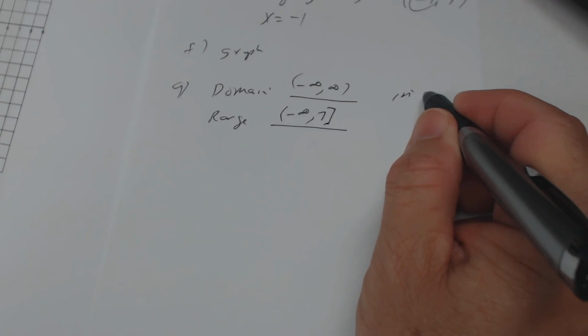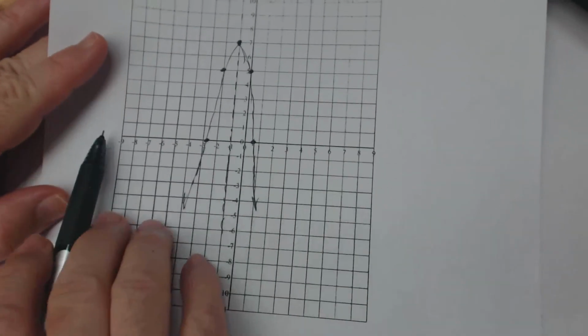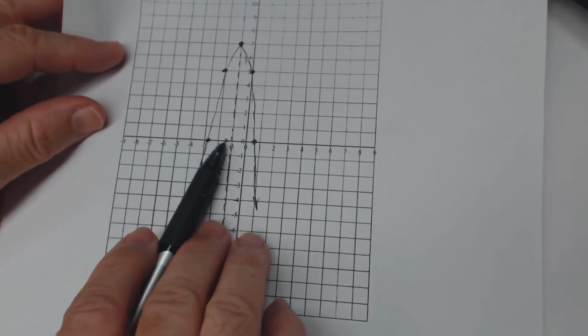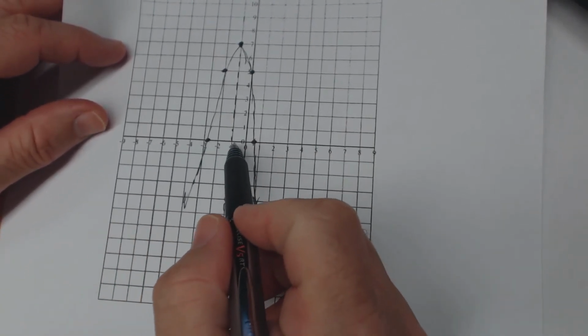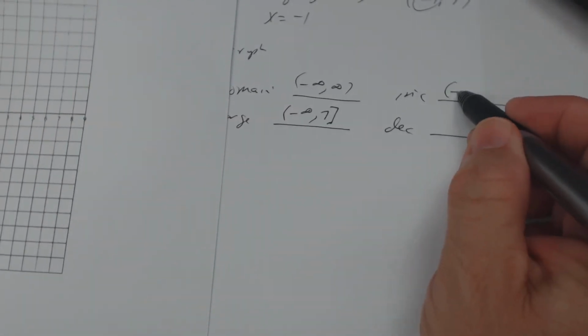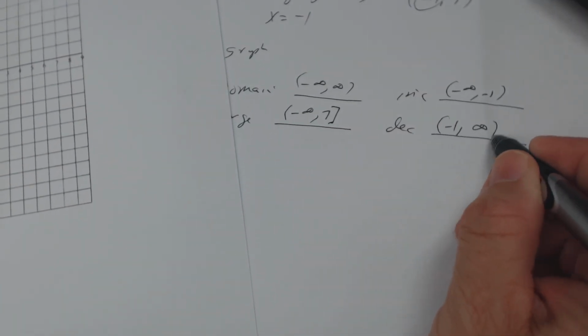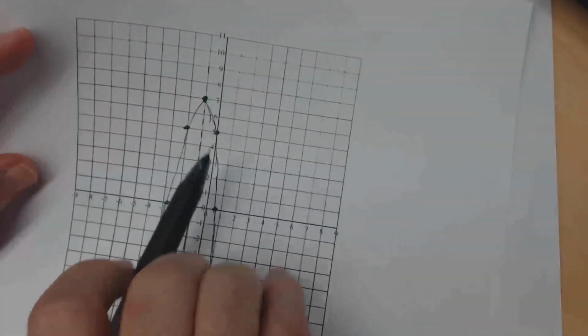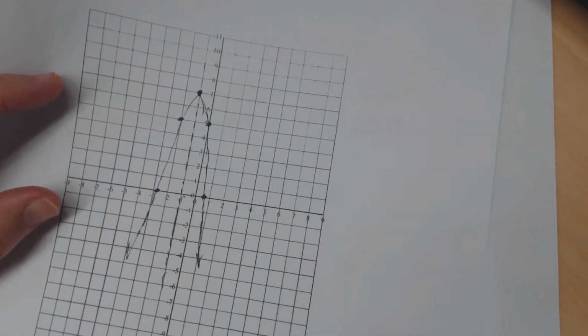And then increasing, decreasing. As you go along the x-axis, my y values are increasing, and they're increasing up until I get to negative 1. So increasing from negative infinity to negative 1. Then from negative 1 to infinity, my y values are decreasing. Okay? And remember, this is a maximum point, so the maximum y value is 7.